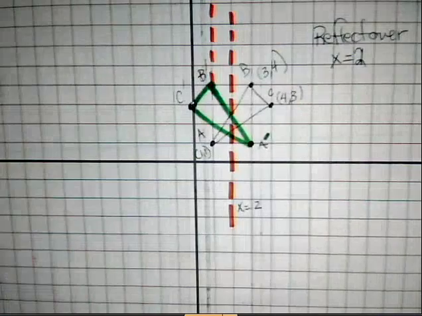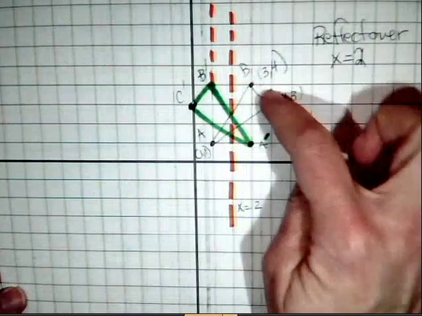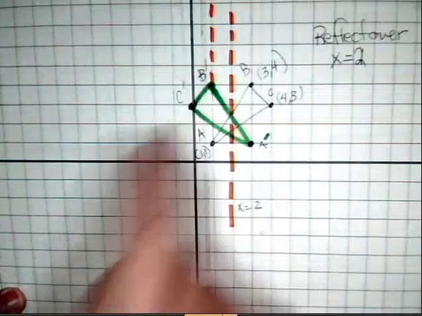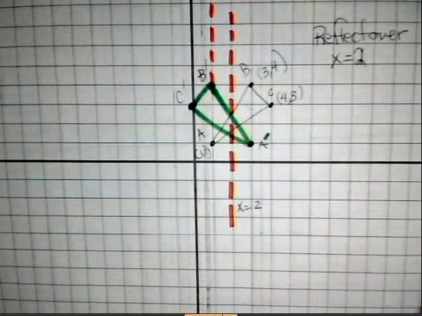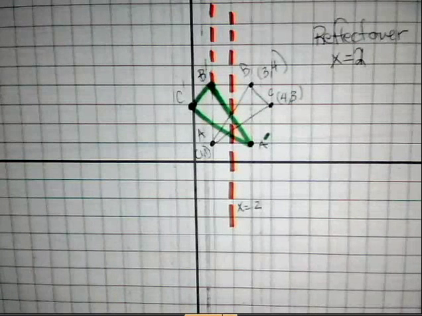And so my new figure looks like that. Basically, if I were to make this dark with a pencil and fold it on that line, that's where it would land. So that's how we do reflections in the coordinate plane over a line other than the x and y axes.